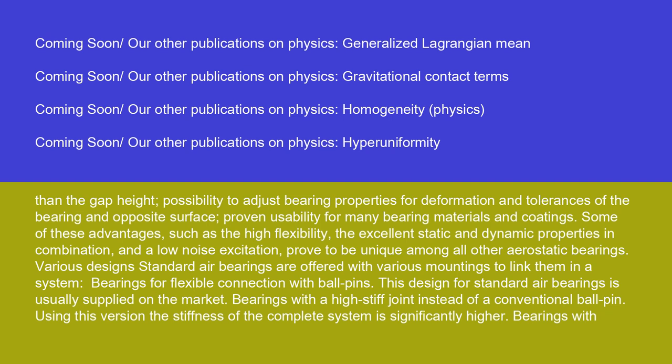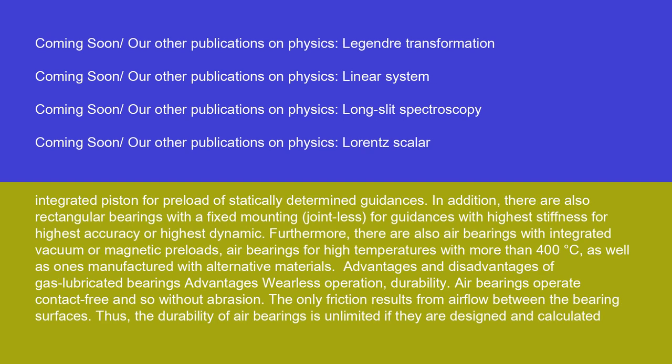Using this version, the stiffness of the complete system is significantly higher. Bearings with integrated piston for preload of statically determined guidances. In addition, there are also rectangular bearings with a fixed mounting, jointless, for guidances with highest stiffness for highest accuracy or highest dynamic. Furthermore, there are also air bearings with integrated vacuum or magnetic preloads, air bearings for high temperatures with more than 400 degrees Celsius, as well as ones manufactured with alternative materials.